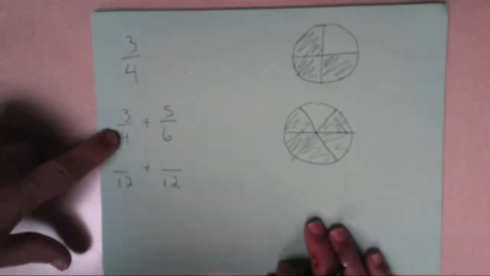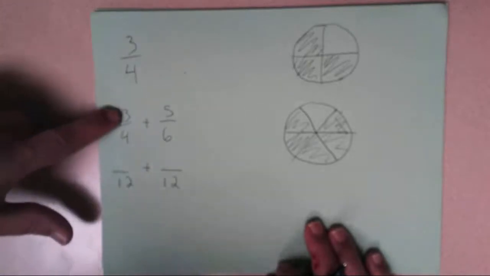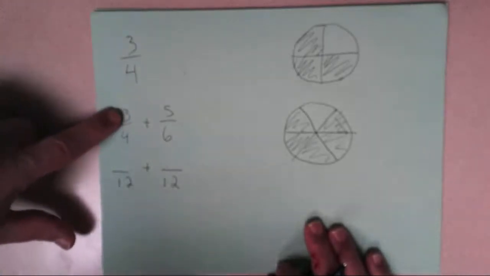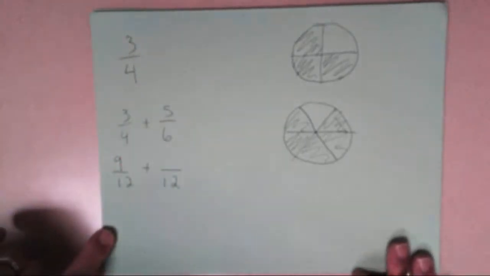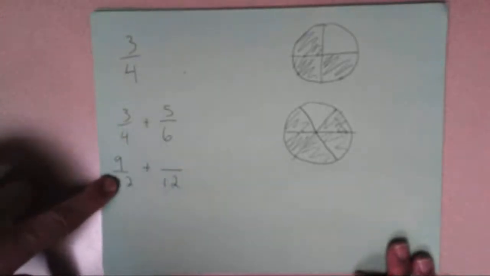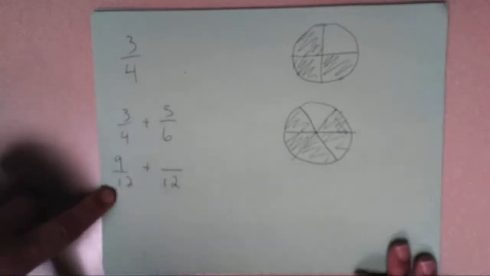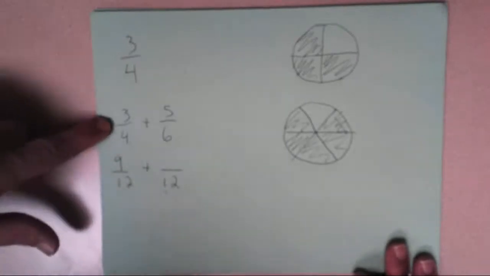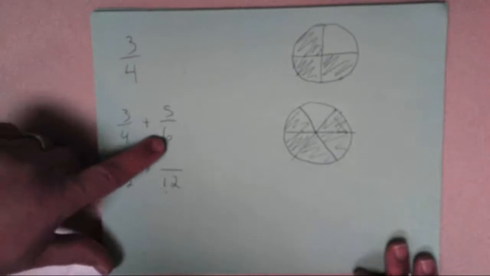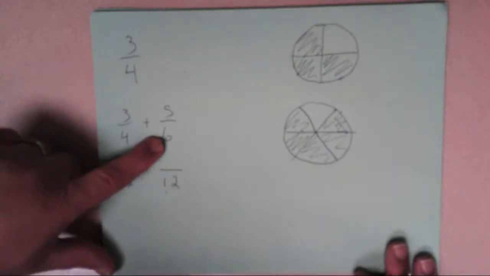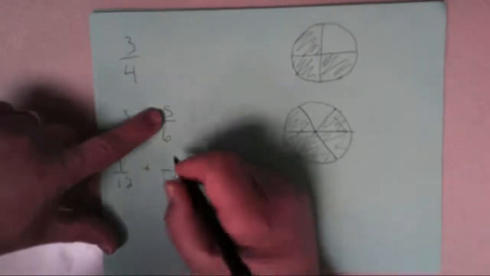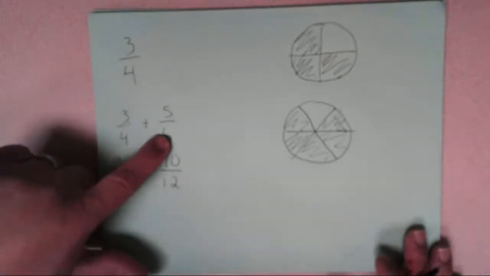So I have to multiply 4 by 3 to get 12. That means I have to multiply 3 by 3 to get 9. And so that would be 9/12. So 9/12 is the same as 3/4. In fact, if I reduce this down to lowest terms, I would divide the top and bottom by 3, and I'd get 3/4. Okay, similar here. I take 6, multiply it by 2 to get 12, so I got to multiply 5 by 2. And so I would get 10/12. So these are just equivalent fractions to these.